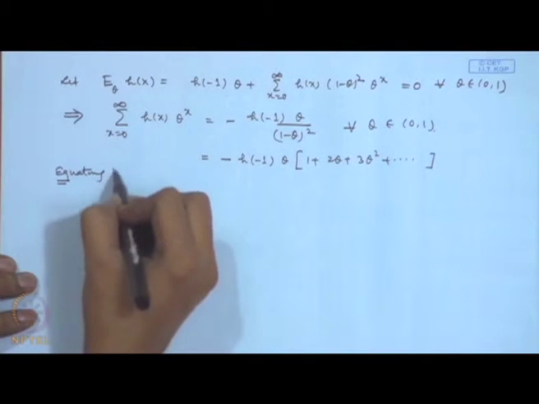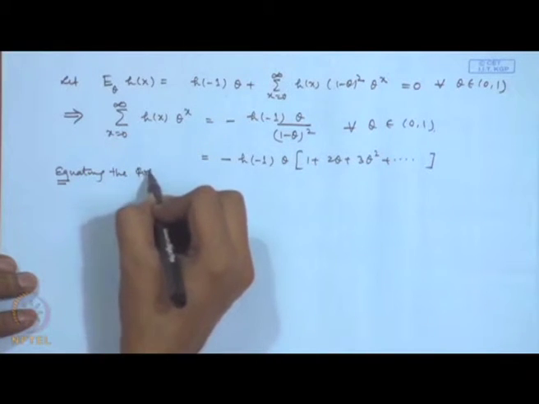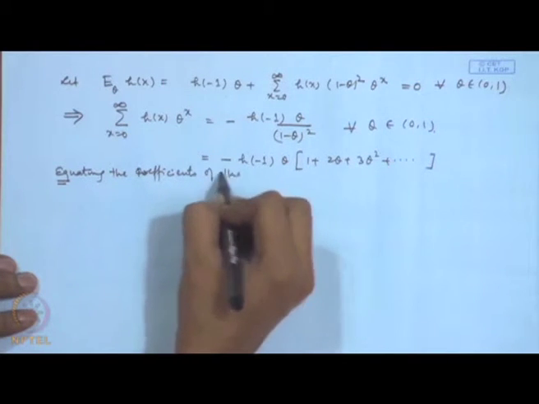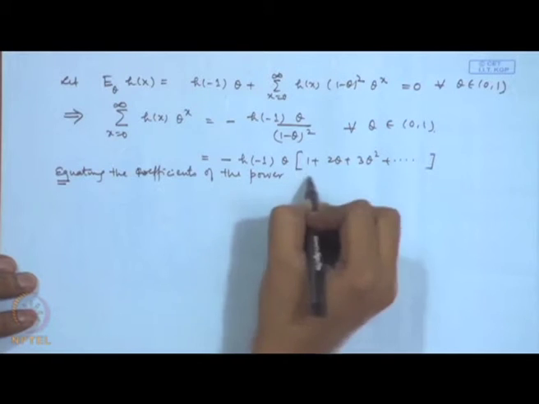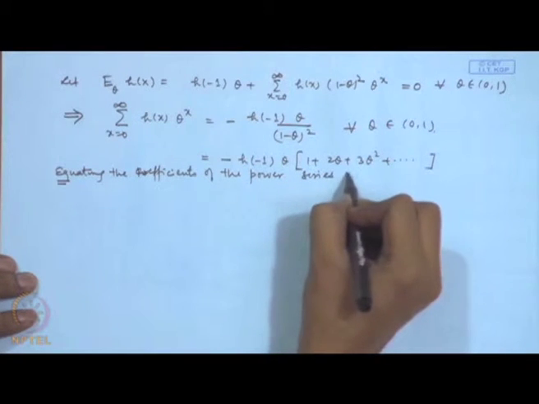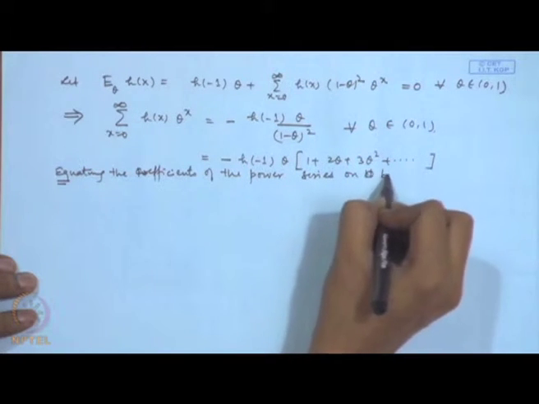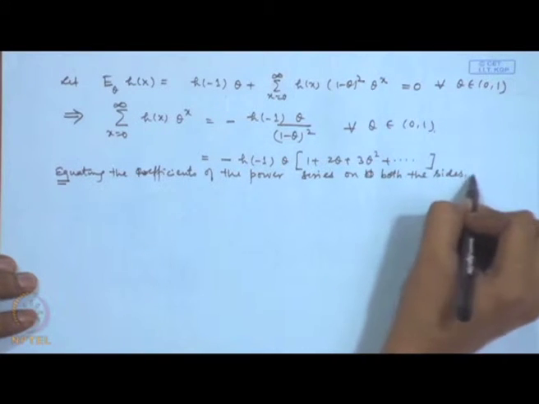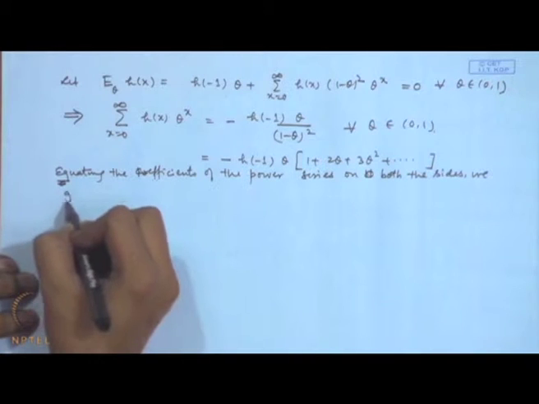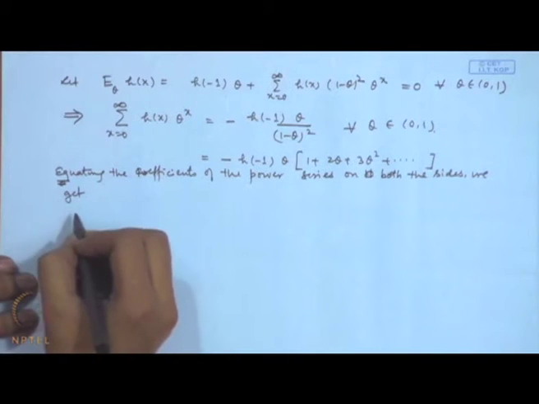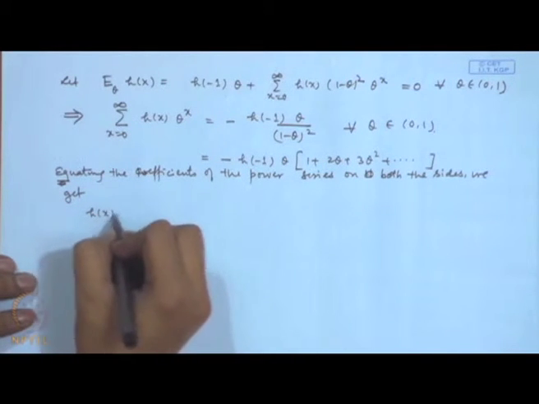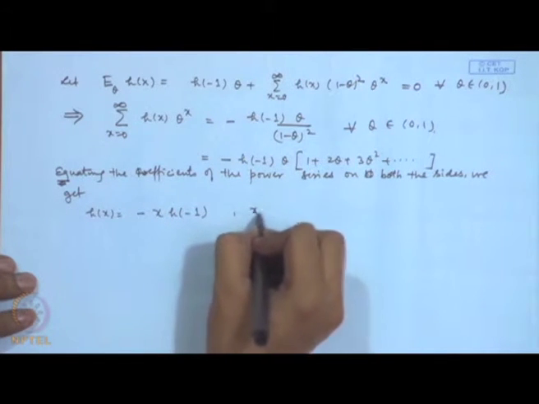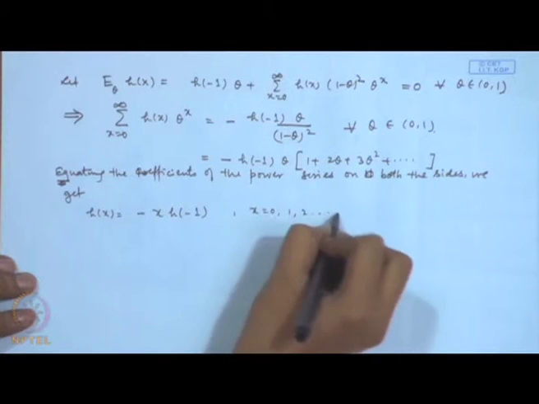equating the coefficients of the power series on both the sides. We get h(x) is equal to minus x into h of minus 1 for x equal to 0, 1, 2 and so on.